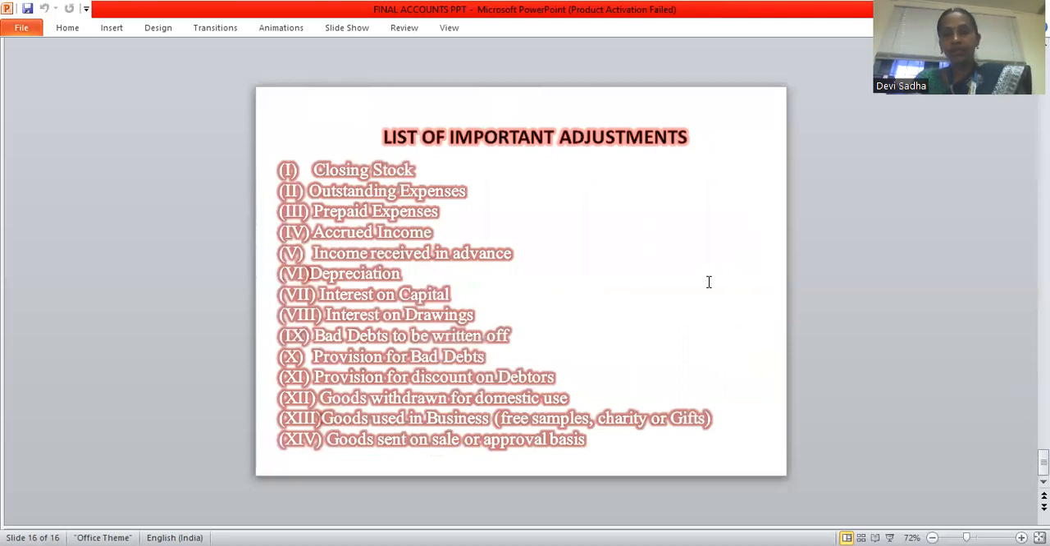Finally, we discuss the list of important adjustments: closing stock, outstanding expenses, prepaid expenses, accrued income, income received in advance, depreciation, interest on capital, interest on drawings, bad debts to be written off, and then provision for bad debts, and then provision for discount on debtors, goods withdrawn for domestic use, then goods used in business, then goods sent on sale or return basis. Thus, these are the important adjustments.